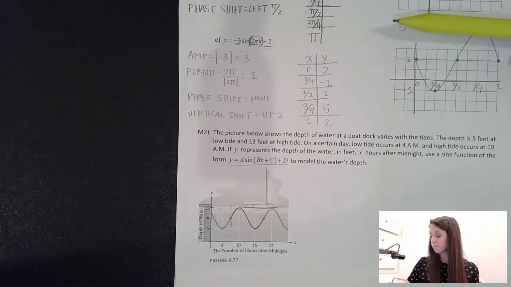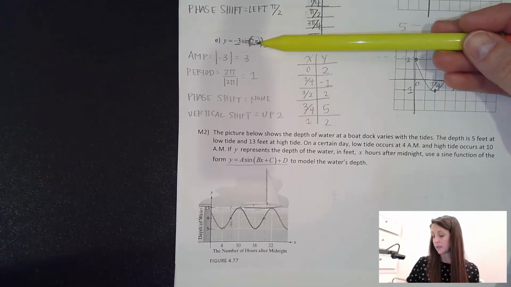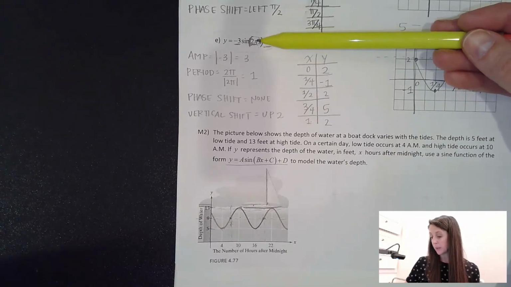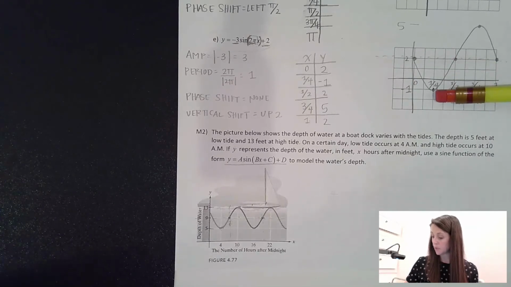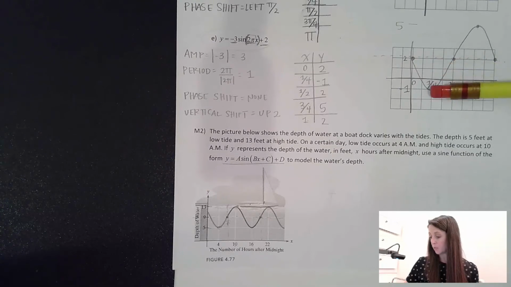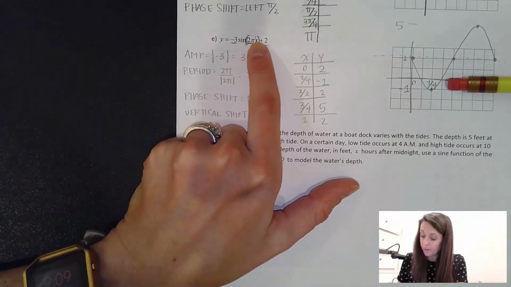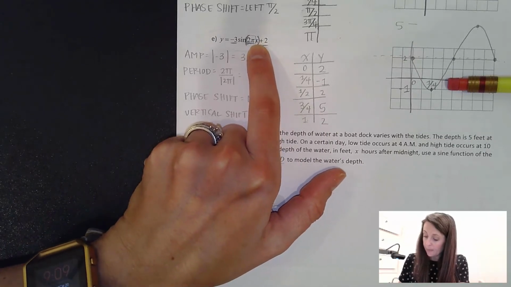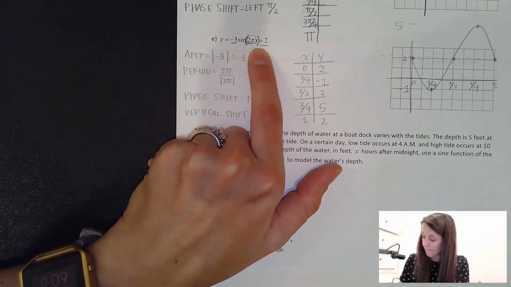Okay, if you were to plug in 1/4 here, then it would be sine of π over 2. Sine of π over 2 is 1, and then 1 times -3 is -3. -3 plus 2 is -1. So we will be down here at -1, or basically you just go down 1, 2, 3. 1/2 is going to be the same thing: sine of π is 0, and 0 plus 2 gives you 2 here.